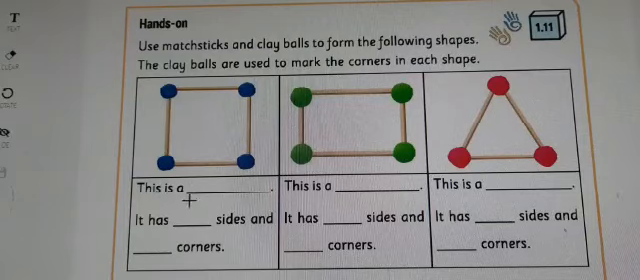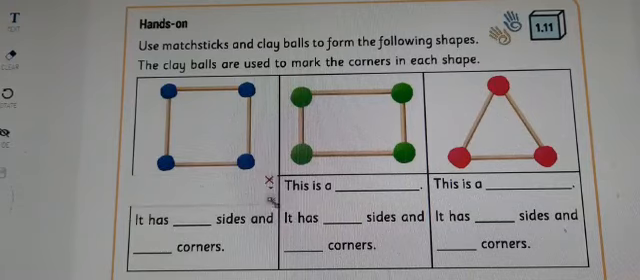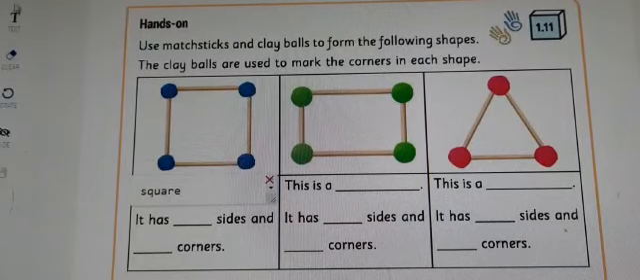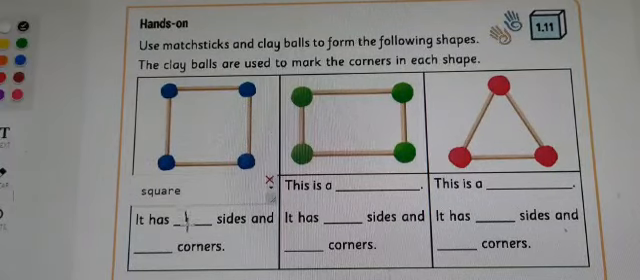This is a dash. What is this? Square. So we have to write here, square. S-Q-U-A-R-E. How many sides does it have? 1, 2, 3, 4. So it has 4 sides. How many sides? 4 sides and 4 corners.